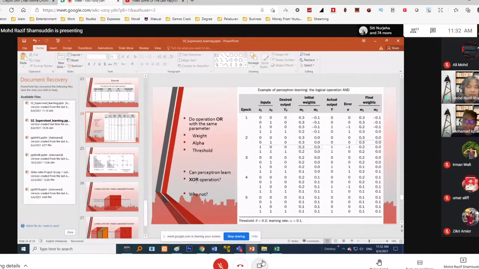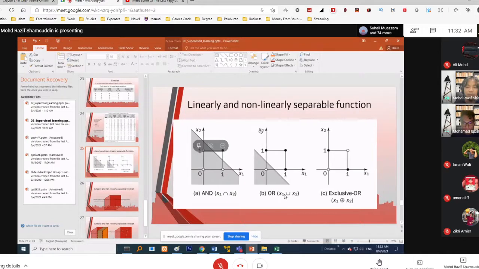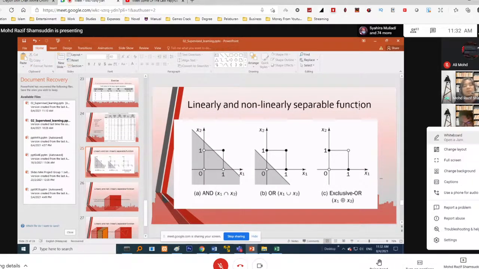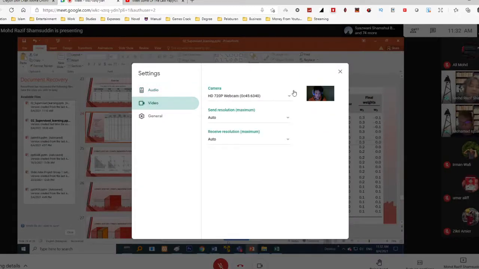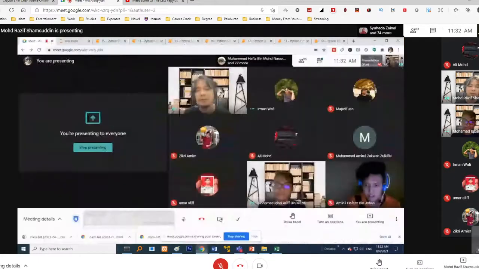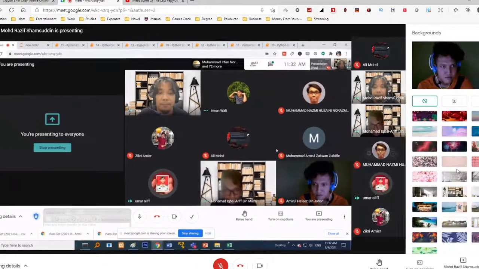Jawapan dia kenapa tak boleh, jawapan dia ada kat sini. Nanti you betulkan balik. Dekat you punya slide pun mungkin dia lari sikit. Ini jawapan dia. Because linearly and non-linearly separable function which I will explain in our next session. Okay? So ada soalan lagi? Again, last call for question. Alright, boleh? InsyaAllah.